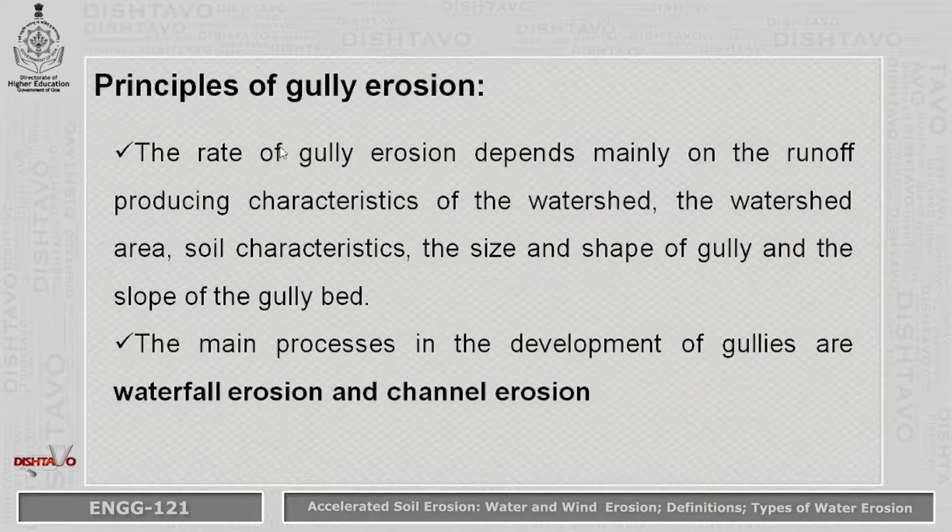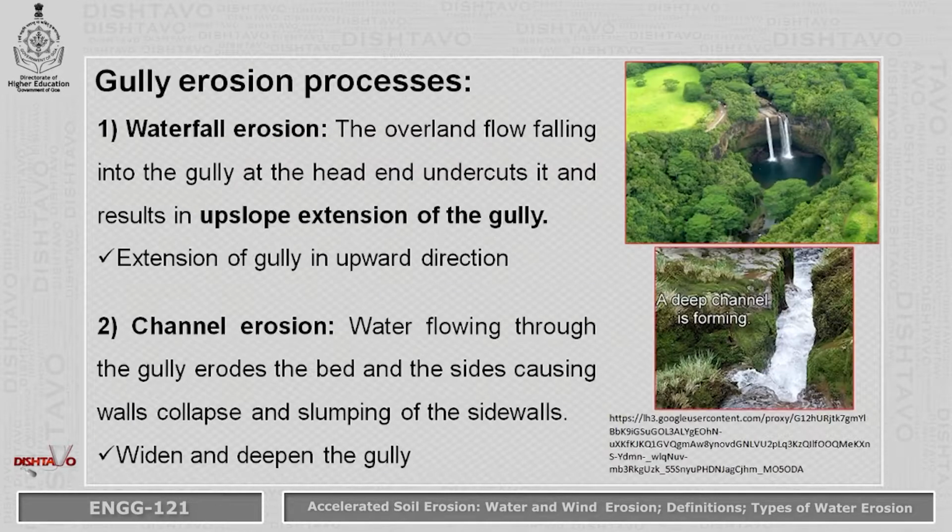Next important is the principles of gully formation. How are gullies formed? Basically, there are two main processes due to which gullies are formed. First is waterfall erosion and second is channel erosion. Waterfall erosion means the overland flow, as shown in this first photograph, falling into the gully at the head end undercuts it, which results in upstream extension. In waterfall erosion, there is an upstream extension of the gully.